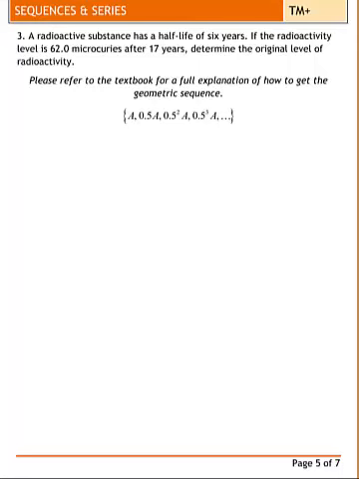Now, if you want an explanation about how to get this geometric sequence, please look at your textbook. It will explain how we get to this geometric sequence here. So from there, we need to think about how many half-lives we have. It's after 17 years, so 17 divided by 6 on your calculator is 2.83 approximately. So we're going to leave it like that, 17 over 6.